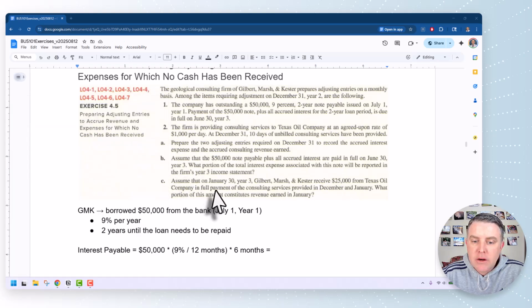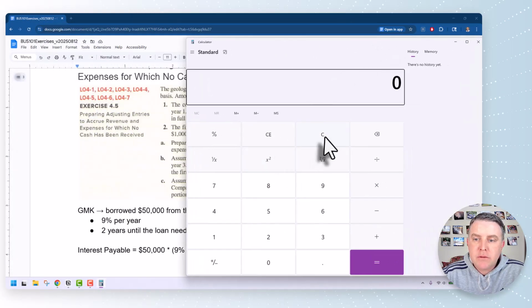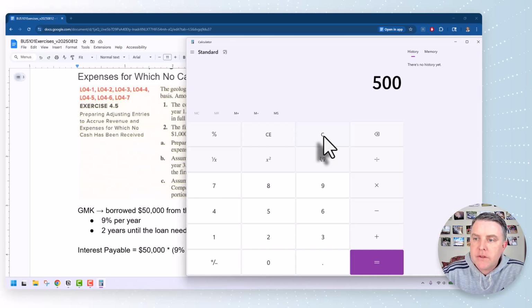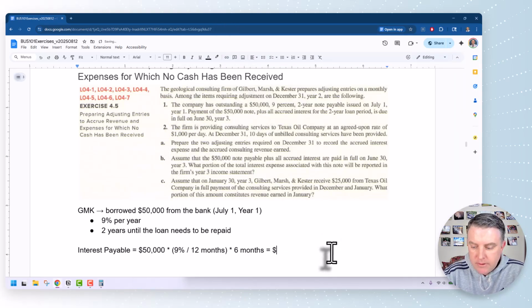So let's do this calculation. Let's get our calculator here. So what was the amount? It was 50,000. 50,000 times 0.09 divided by 12 months multiplied by 6 months. So $2,250 is the amount of interest payable that we have as of December 31st.